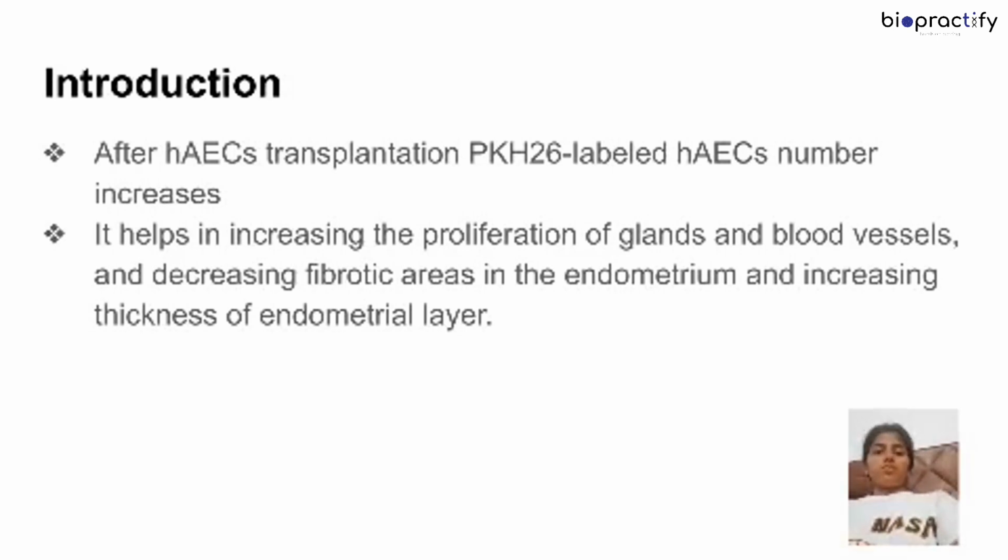In the experiment, what they performed was human amniotic epithelial cell transplantation. They found that the number of PKH26 labeled human amniotic epithelial cells increased in the basal layer of the endometrium. It helps in increasing the proliferation of glands and blood vessels, decreasing fibrotic areas in the endometrium, and increasing the thickness of the endometrial layer.